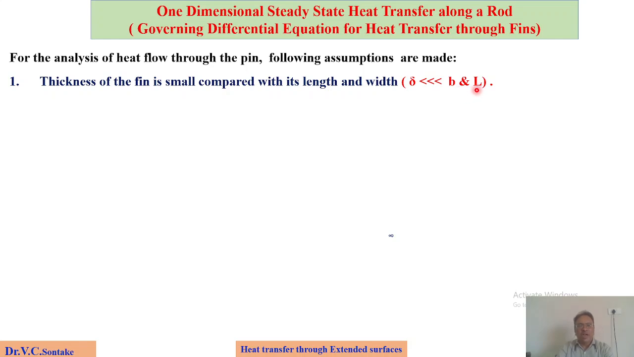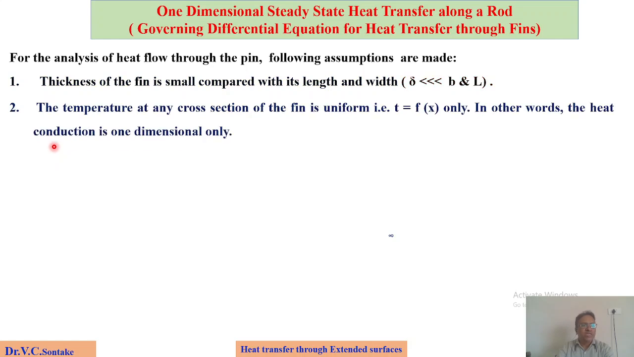In many cases you will find in subsequent discussion we neglect this delta, that is the thickness of the fin. Assumption number 2, the temperature at any cross section of the fin is uniform. That is, T is a function of x only. In other words, the heat conduction is one dimensional only. What am I assuming? The temperature is varying only along the length of the fin in the x direction. The temperature in the other two directions, that is in y and z direction, is constant. It is not going to vary.